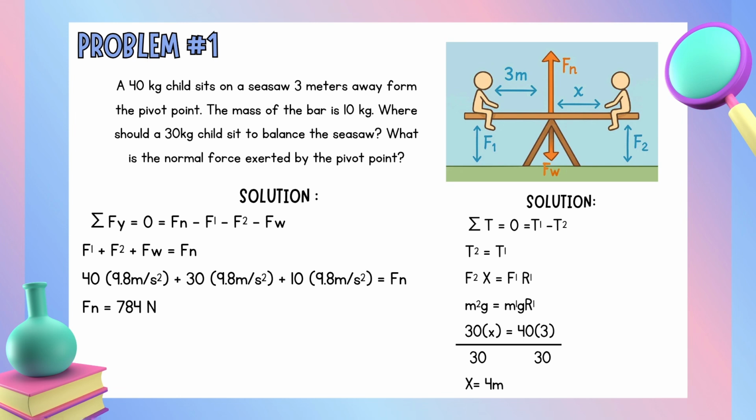So, in summary, the normal force exerted by the pivot is 784 Newtons, and the 30-kilogram child must sit 4 meters from the pivot to balance the seesaw.